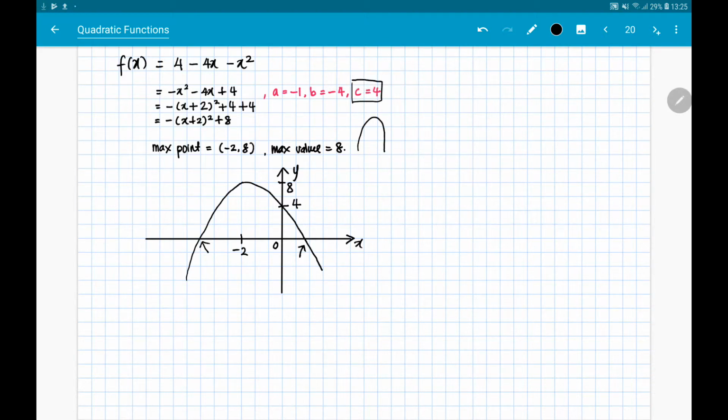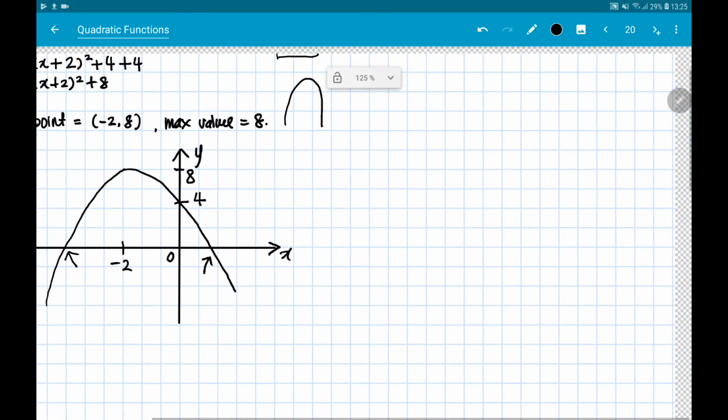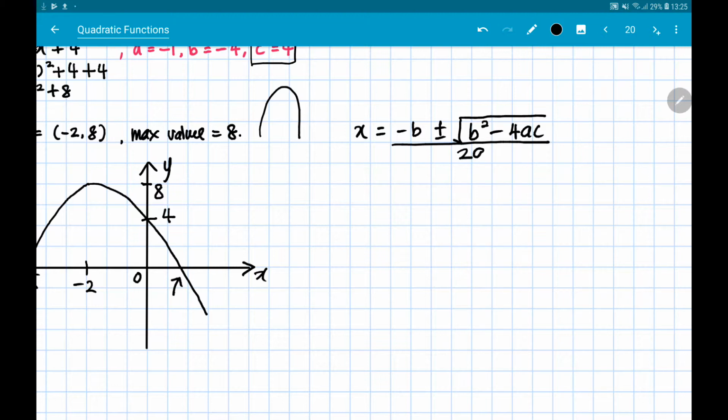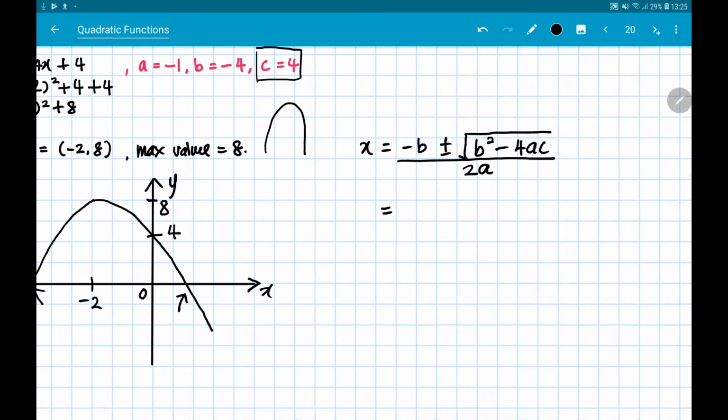Okay, but in this case we will again get decimal numbers. Decimal numbers meaning I cannot use the calculator, I will need to use the quadratic formula. So once again, back to the quadratic formula, whereby x equals negative b plus minus square root of b squared minus 4ac, over 2a. You must memorize, you must know this formula.